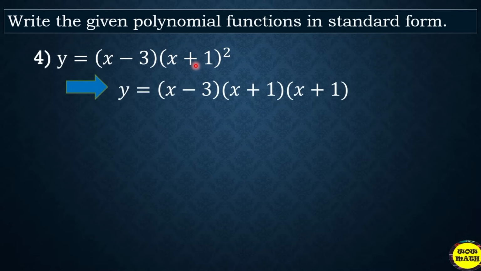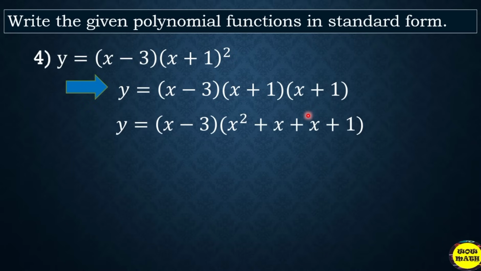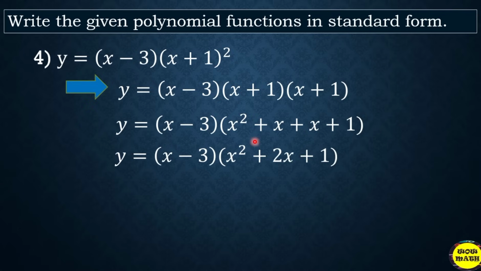So, that will become x minus 3, x plus 1, x plus 1. So, ibig sabihin itong square, ibig sabihin dalawang x plus 1. Now, so after that, you're going to multiply x plus 1, x plus 1. And that is, so, paano ba tayo mag-multiply ng dalawang binomial? Ito po siya. Okay, so this will become x minus 3, simplify natin ito, x squared plus 2x kasi combine similar terms plus 1. Now, so you have already x minus 3, x squared plus 2x plus 1.